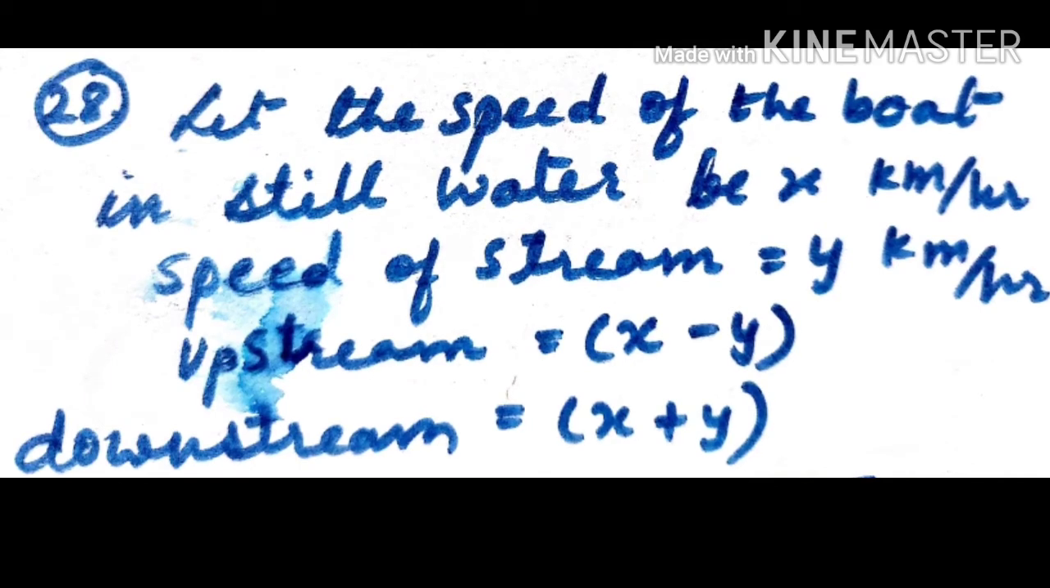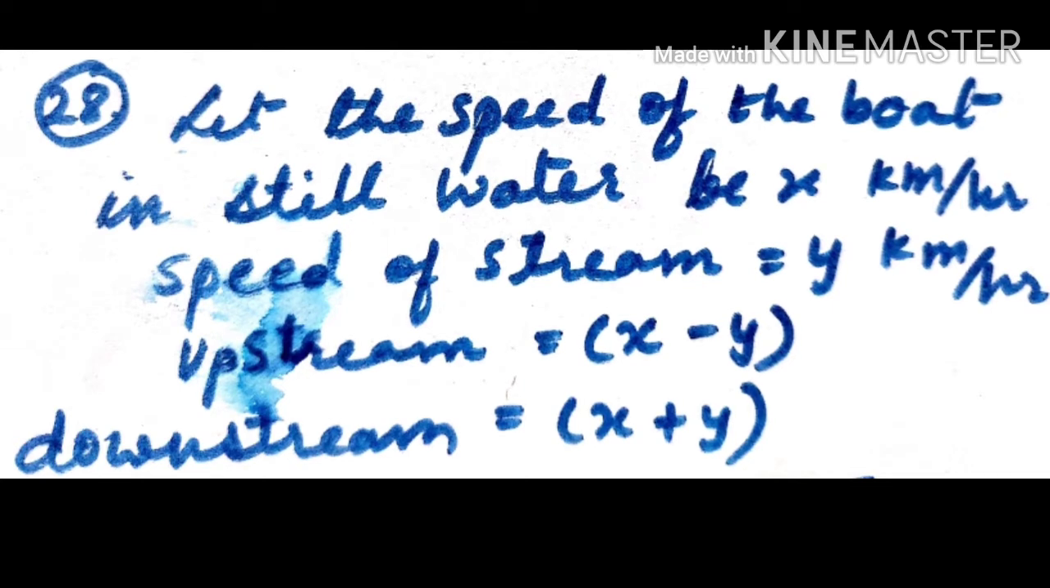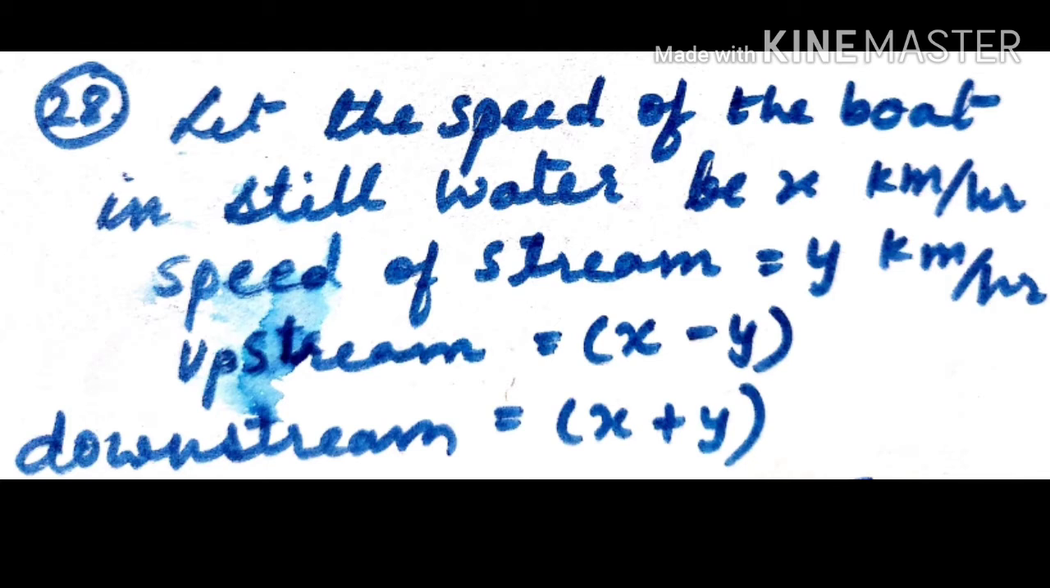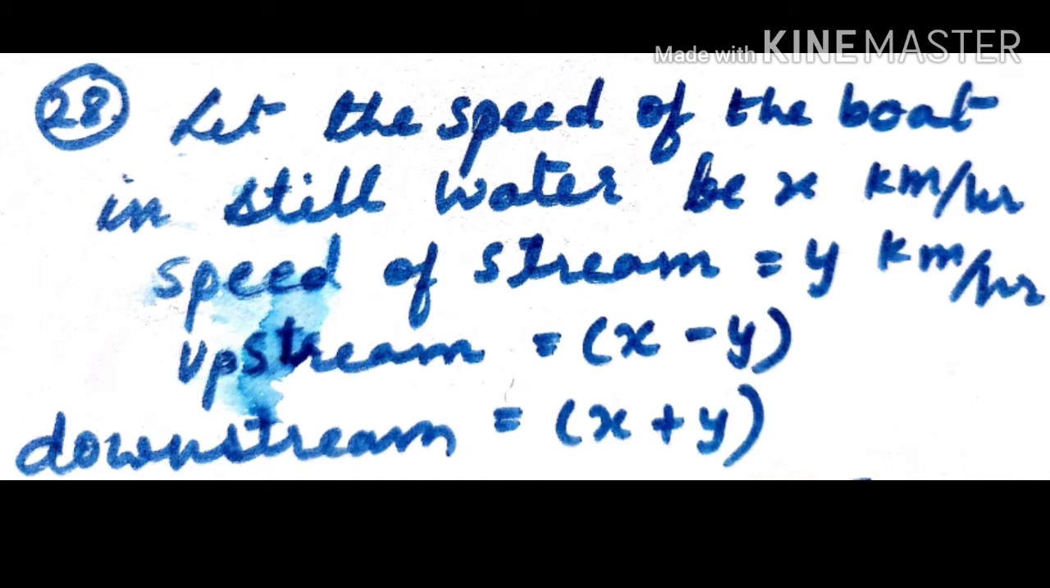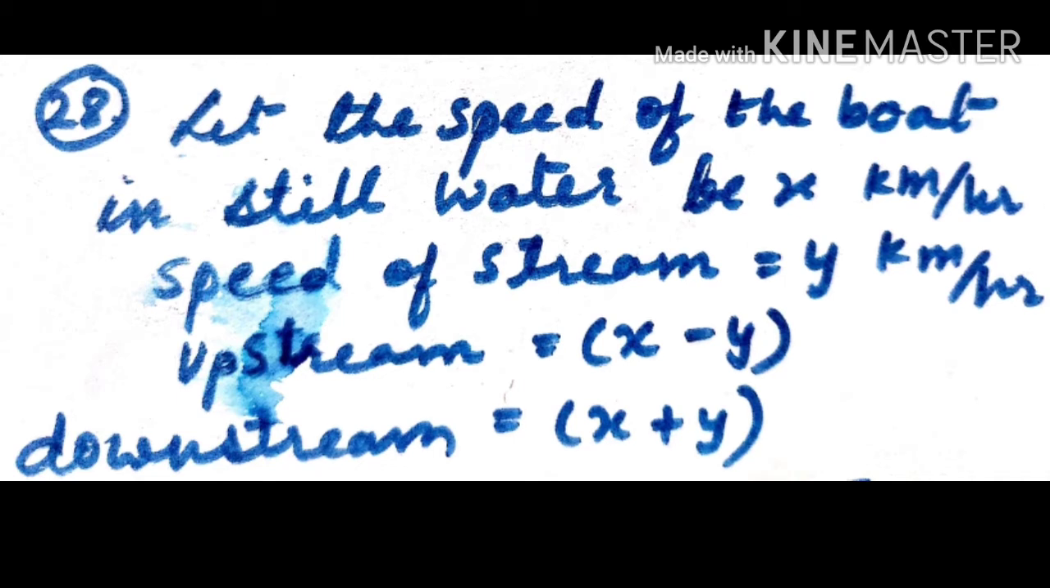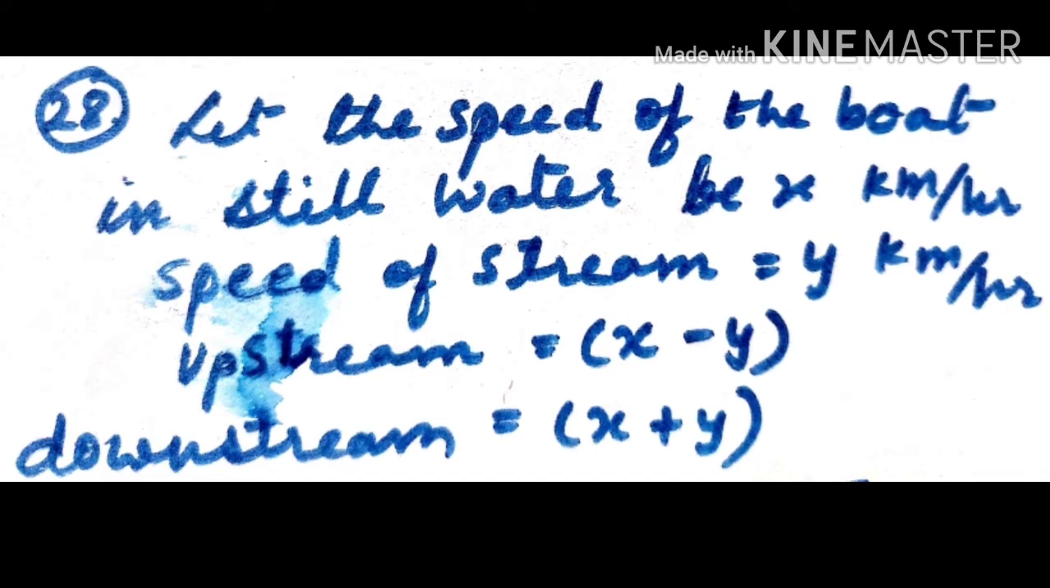In the last video we have seen some questions of exercise 5b regarding geometrical problems. Now we will start today's exercise 5b question number 28, which is based on boat and streams. So students, for this question you need some knowledge of boat and stream, like what is downstream, what is upstream, what is the speed of still water, what is the speed of current, all this. So let us start this question number 28.